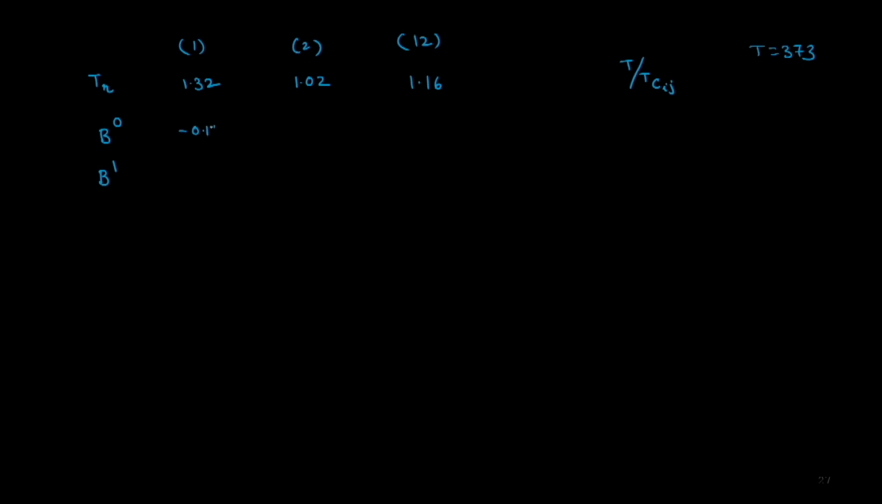This will be negative 0.1872. This will be negative 0.3257 and this will be negative 0.2493. B1 is 0.0856, negative 0.0191 and 0.0471. Once I have B0 and B1, I can calculate B, which is B0 plus omega B1 times R Tcij by Pcij.